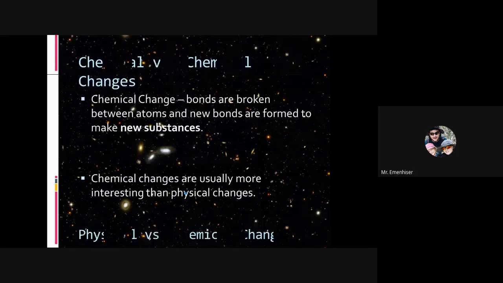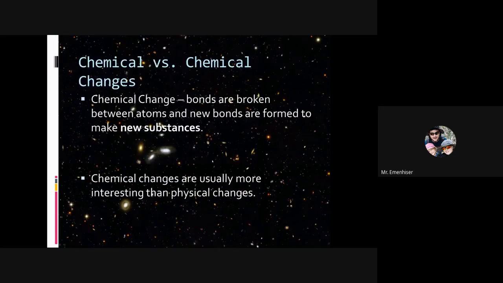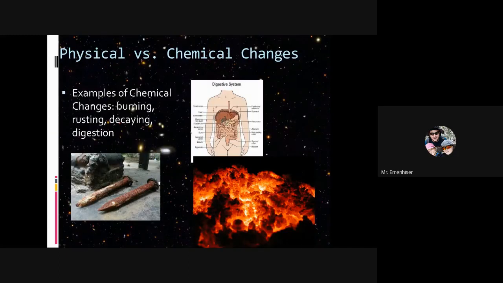Okay. Chemical changes is where the bonds are broken and you form new substances. Okay. Chemical changes are usually more exciting than physical changes because the chemical reactions happen. Something's actually happening. You're not just tearing a paper in half. Right? It's still paper, who cares? But if you burn the paper, okay, now we're talking. Now we get a different chemical substance. All right, so here are some examples of chemical changes: burning, rusting, decaying, and digestion.